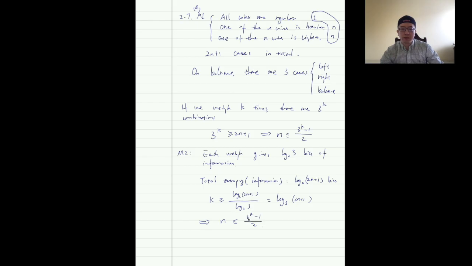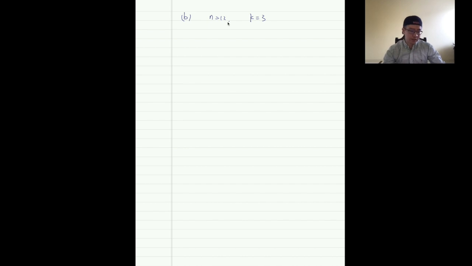Okay, so for part B, that is basically the case, right? In part B, we have 12 coins, and want to try 3 times only to resolve the counterfeit coin if there is one, right? And we can see that this should satisfy this formula, right? 3 to the 3 is what? 3 to the 3 is 27, minus 1, 26. 26 over 2 is 13, right? But here we have n is 12, right? So that's less than that.